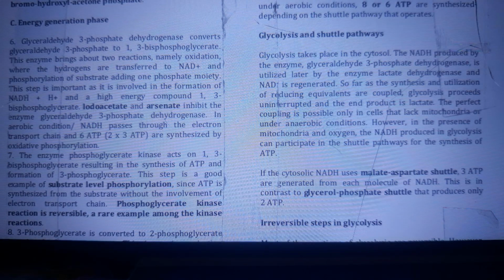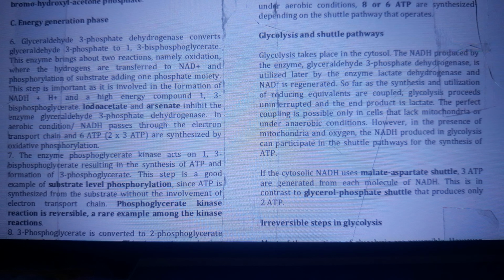Production of ATP in glycolysis. Under anaerobic conditions, 2 ATP are synthesized, while under aerobic conditions, 8 or 6 ATP are synthesized, depending on the shuttle pathway that operates. Glycolysis and shuttle pathways take place in the cytosol.